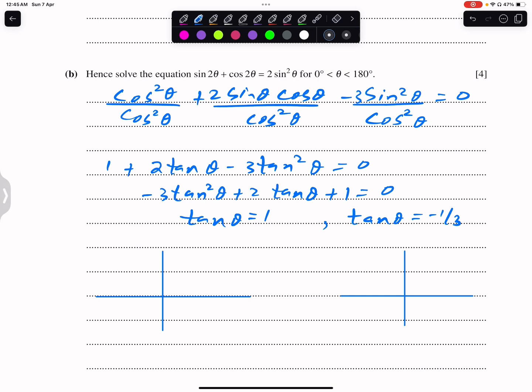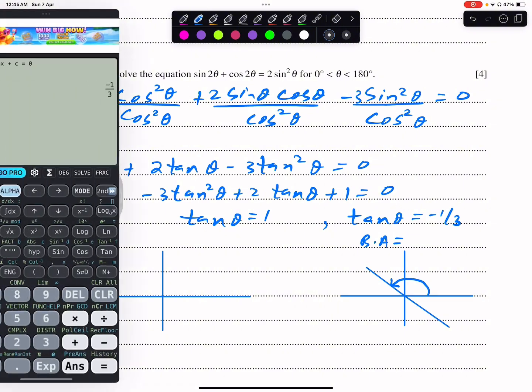Here tan is negative, so tan is negative in the second and fourth quadrant. So this will be your required answer. These are the two expected answers. But if you look, the domain is from 0 to 180, so this angle is not required. So we will be finding only this angle. Before doing that, you will first of all find the basic angle from tan theta is negative 1 over 3.